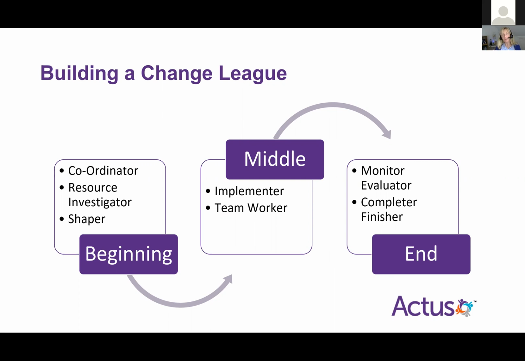And then the shaper is a typical person who's quite a more dominant leader. So there's a similarity between the shaper and the coordinator, but the difference is the coordinator likes to organize people, whereas the shaper likes to drive goals and targets. It's more about getting the job done. So they provide a sense of urgency.